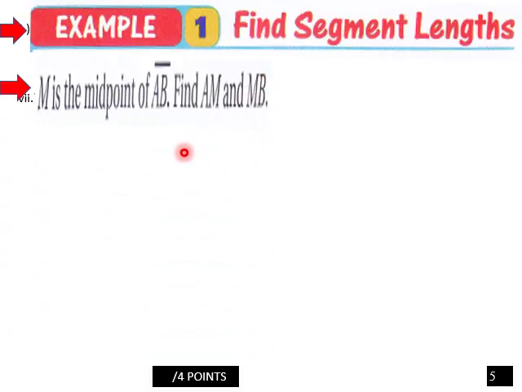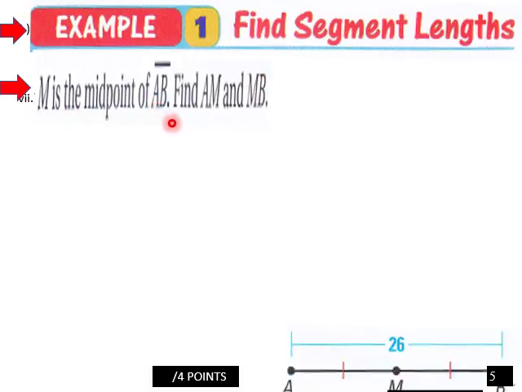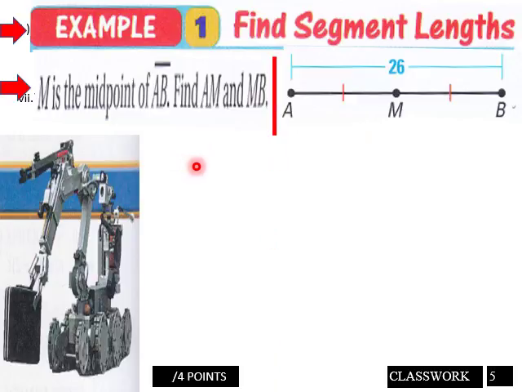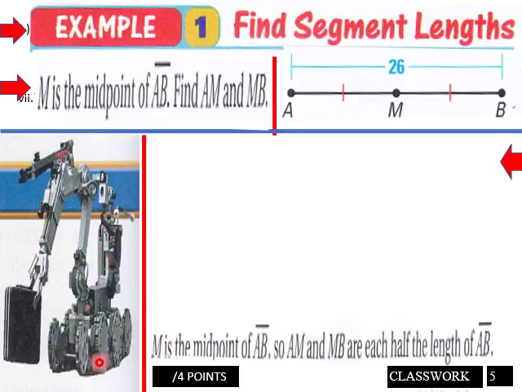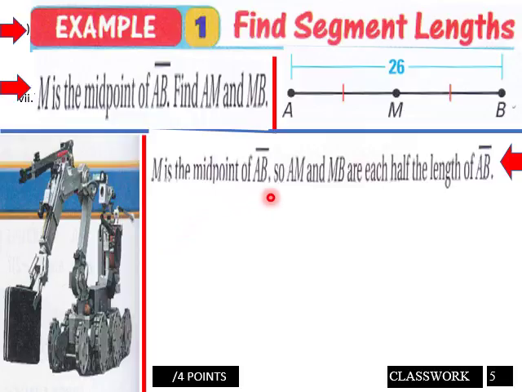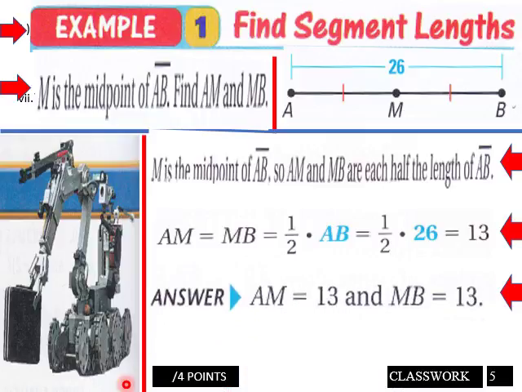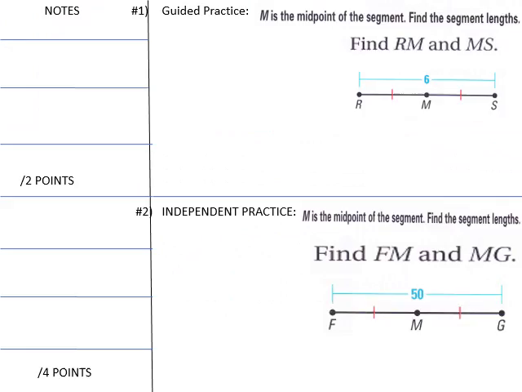Find segment lengths. Example 1. M is the midpoint of line AB. Find AM and MB. So what would be the lengths here of AM and MB? M is the midpoint of AB, so AM and MB are each half the length of AB. So MB equals 1/2 times AB equals 1/2 times 26 equals 13. So by using a simple equation there, we have AM equals 13 and MB equals 13.